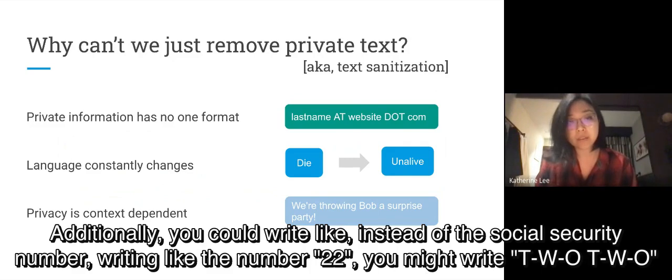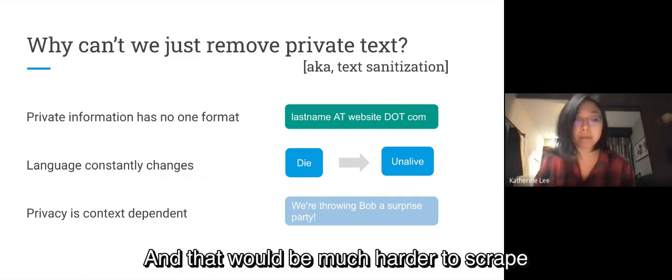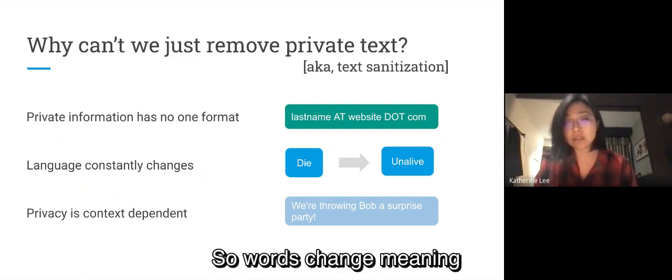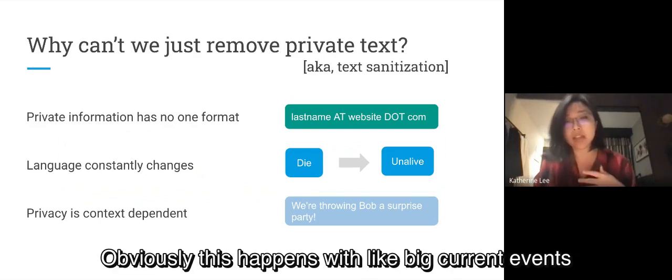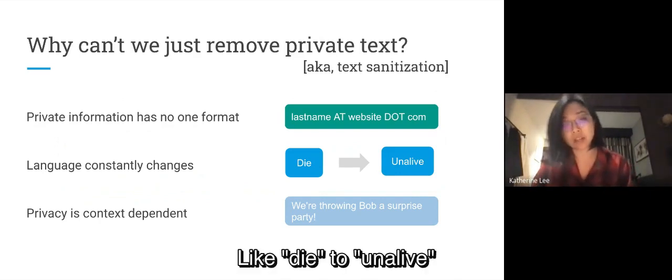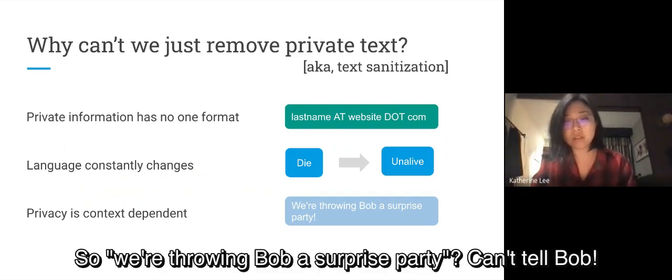Additionally, instead of writing a social security number as the number 22, you might write out TWO, TWO, and that would be much harder to scrape. Language also constantly changes. So words change meaning. Obviously, this happens with big current events, but it also happens as cultural shifts occur, like die to unalive. Privacy is also extremely context dependent. So we're throwing Bob a surprise party. Can't tell Bob.